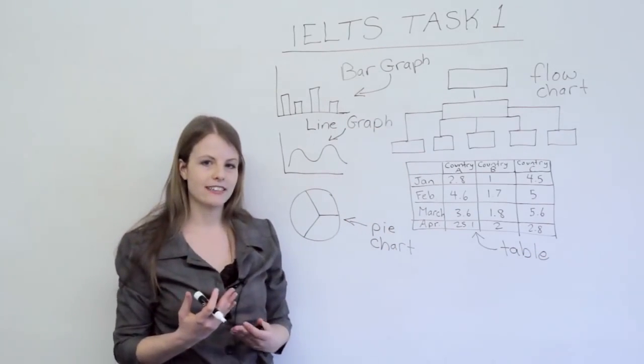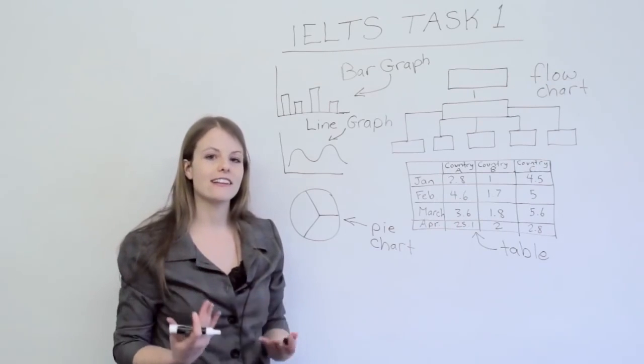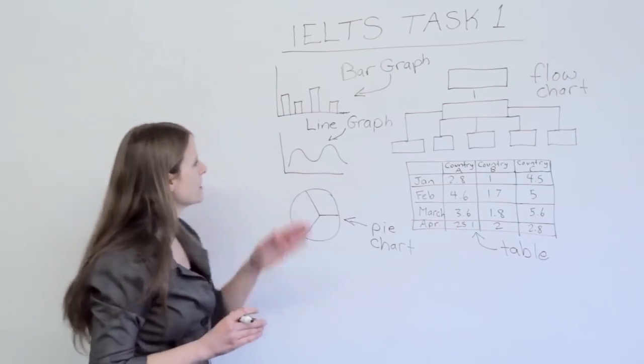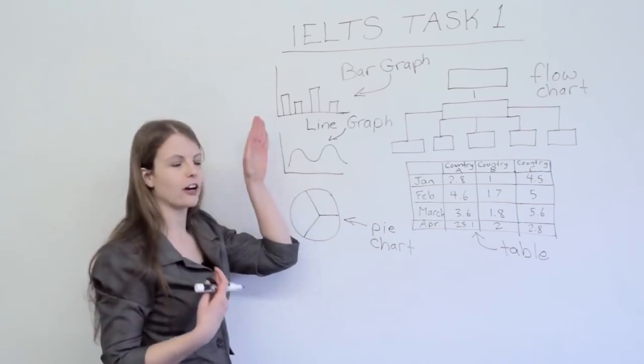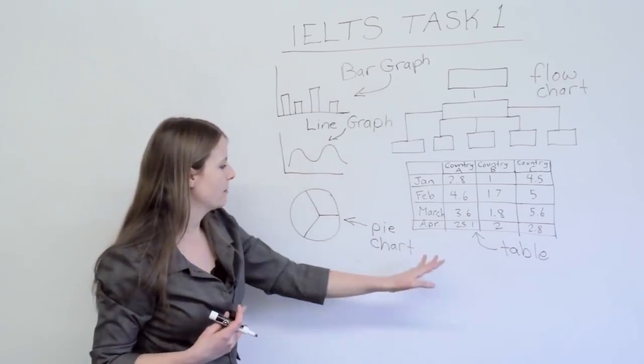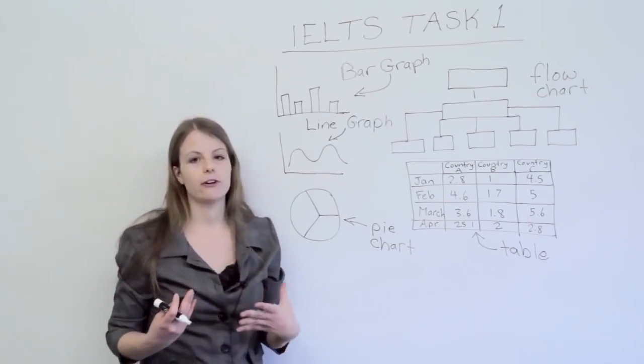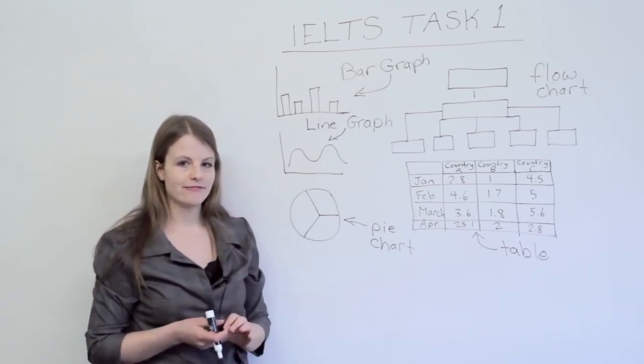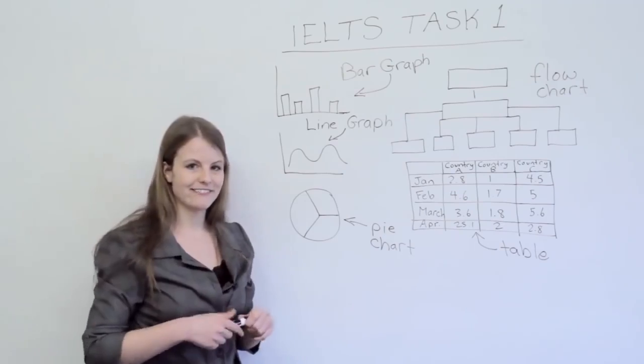Depending on which one you get, you're going to be using a different type of vocabulary. There are specific words to use when you're talking about a bar graph. There are different words to use with flow charts, with tables. Today we're really going to focus on bar graphs and line graphs. Alright, so let's get started.